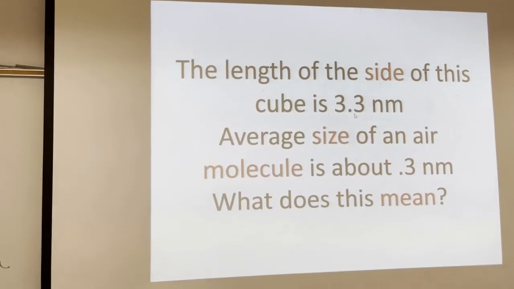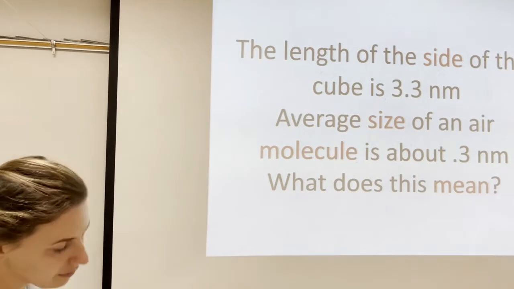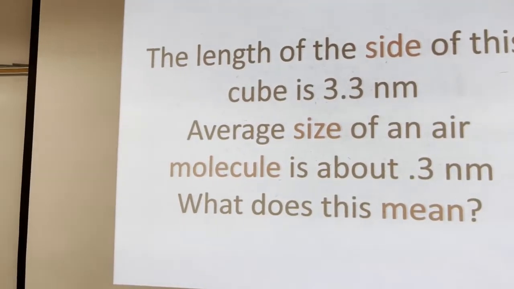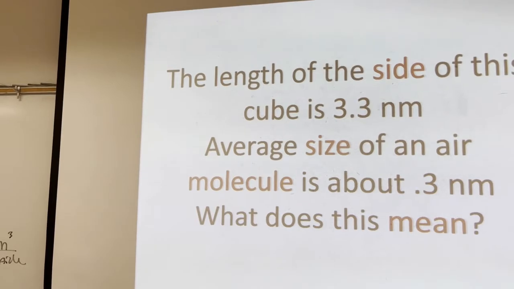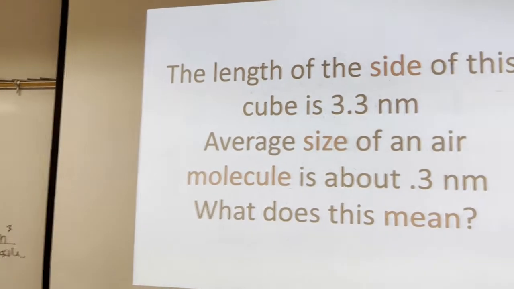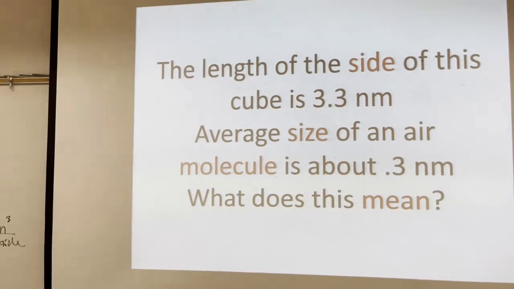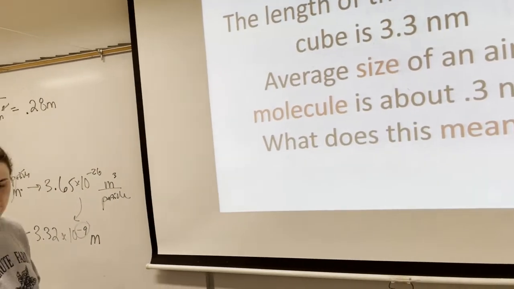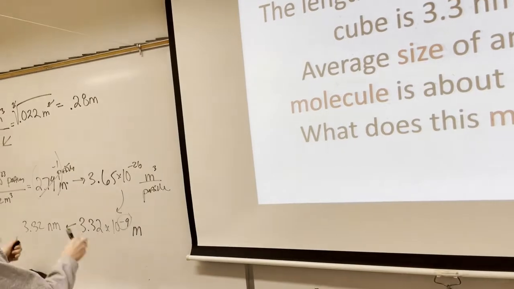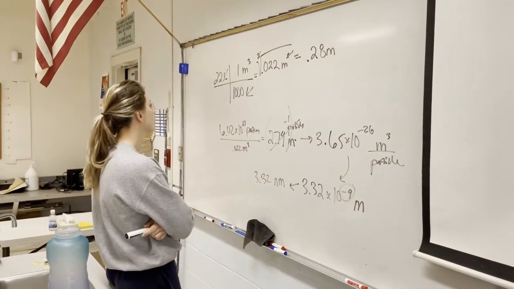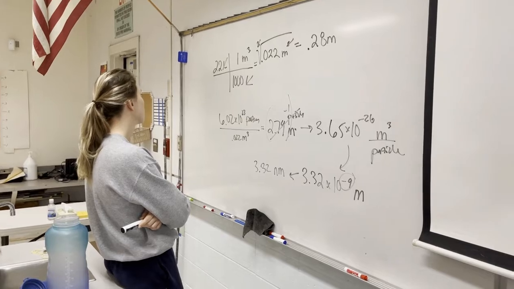What's next? The length of the side of this cube is 3.3 nanometers. That's what we got. The average size of an air molecule is about 0.3 nanometers. What does this mean? Hold on a second. What is all this stuff we've done? We've got 1 mole of air is 22 liters. That's a certain number of cubic meters. And 1 mole is 6.02 times 10 to the 23 particles.